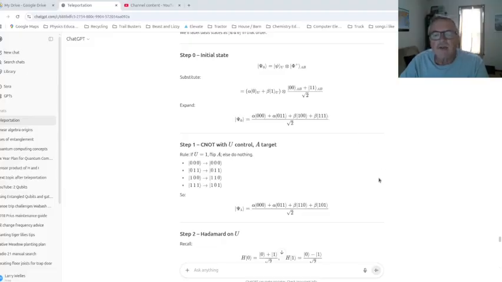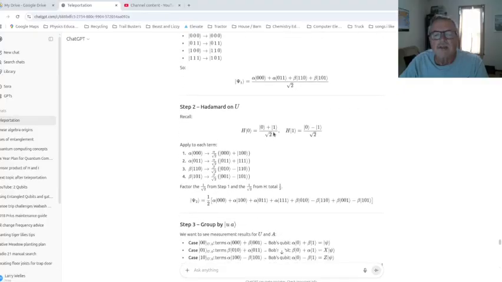Now, to get everything performed correctly, we also have to do the Hadamard. And we're going to use the Hadamard gate on the unknown state. There's the results of the Hadamard gate. Notice this thing comes up to be a 1/2. How could that be a 1/2? Well, look at this statement here. Factor the 1 over square root of 2 from step 1 and the 1 over square root of 2 from H, the Hadamard gate. That gives us a total of 1/2.